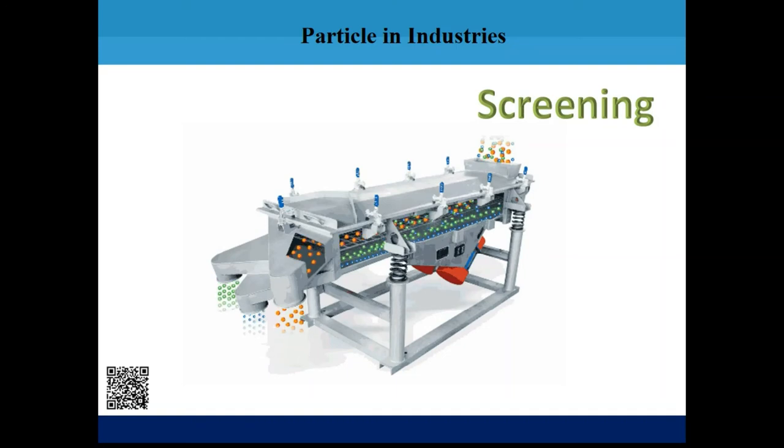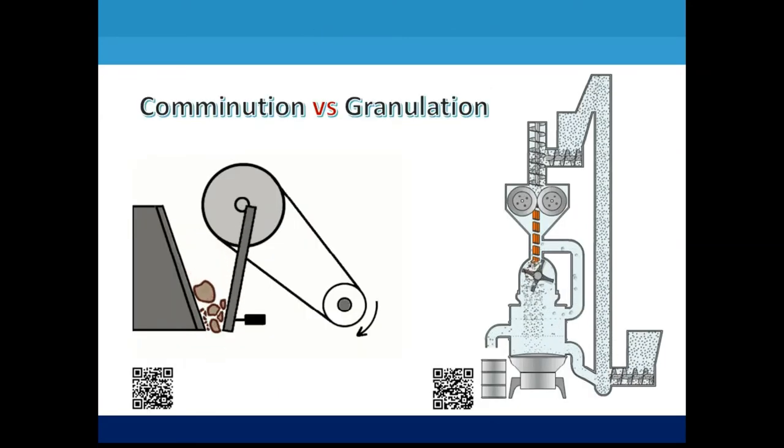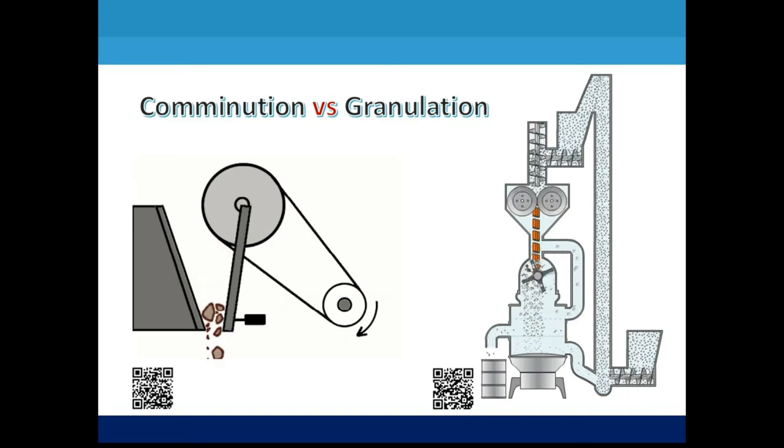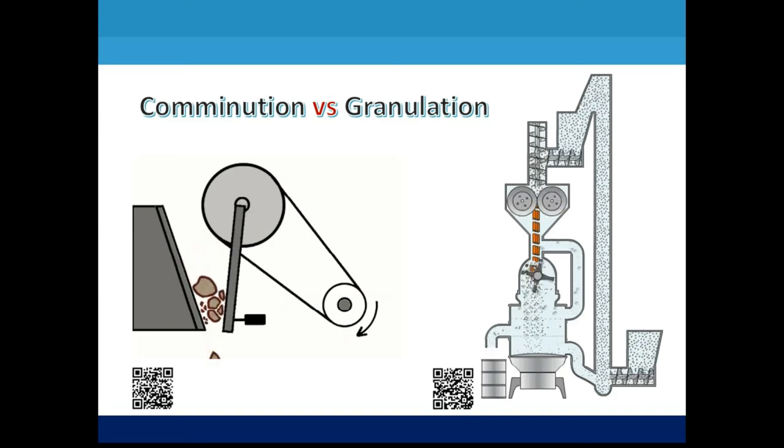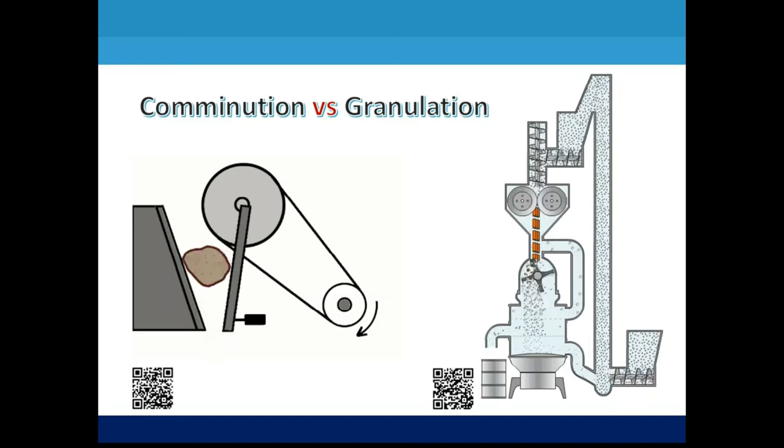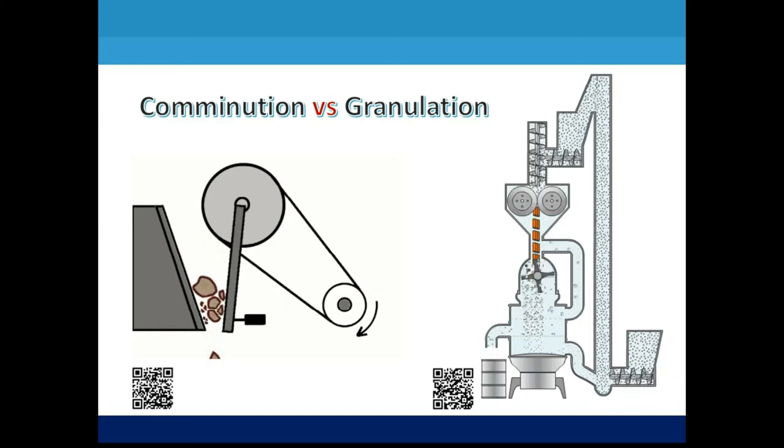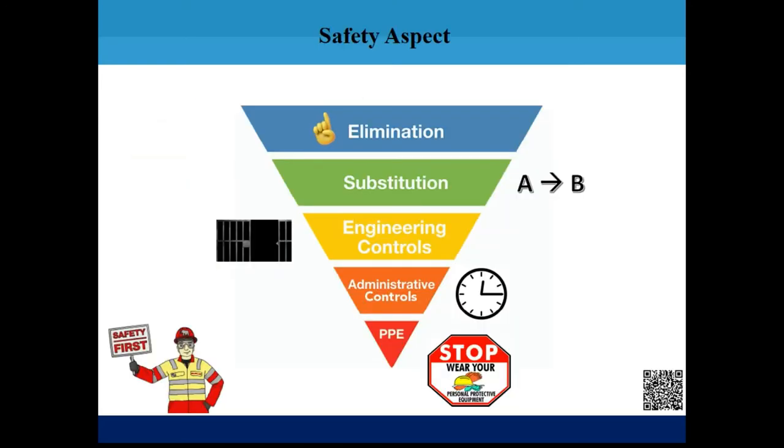Screeners, including stationary screens, vibrating screens, and centrifugal sifters, are often located at the discharge point to perform screening of particles according to different sizes. Particle size can be manipulated based on the needs and requirements of the industrial process through comminution and granulation. Comminution is a process of particle size reduction. In contrast, particle size enlargement can be done via the granulation process.